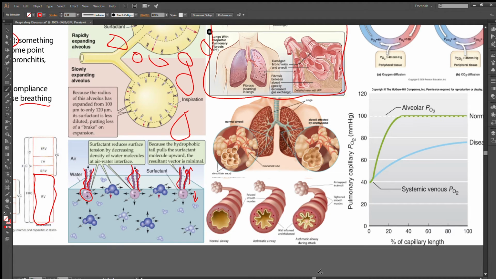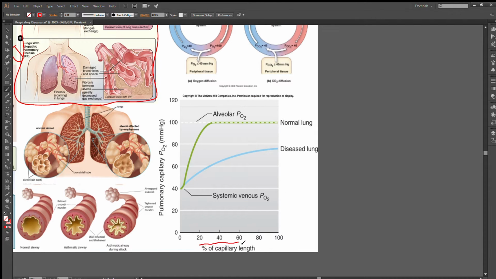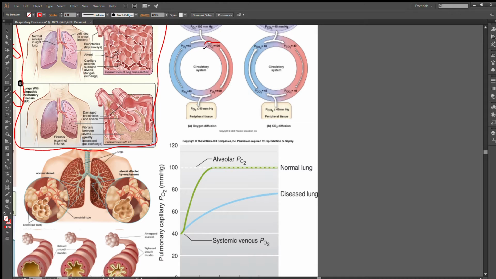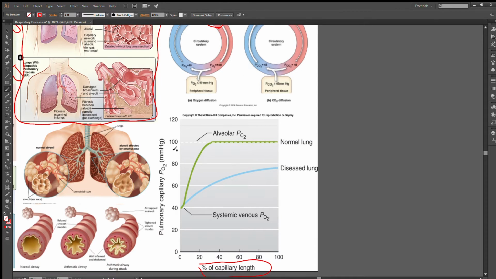So no bueno. If you look at this graph here, we have on the x-axis percent of capillary length, and then on the y-axis pulmonary capillary PO2. Looking up here, 100 is kind of the pressure we're working with. So you see this matches up to 100 here, so this is about 100% of gas exchange, or almost complete gas exchange. And looking at a normal lung, that's going to happen at maybe 40% of the capillary length. So as soon as you get down to 40% in a normal lung, or maybe 30%, you're getting full gas exchange. However, in a diseased lung, that's going to take longer. So maybe, well, I guess never. It's never going to get up to that point.